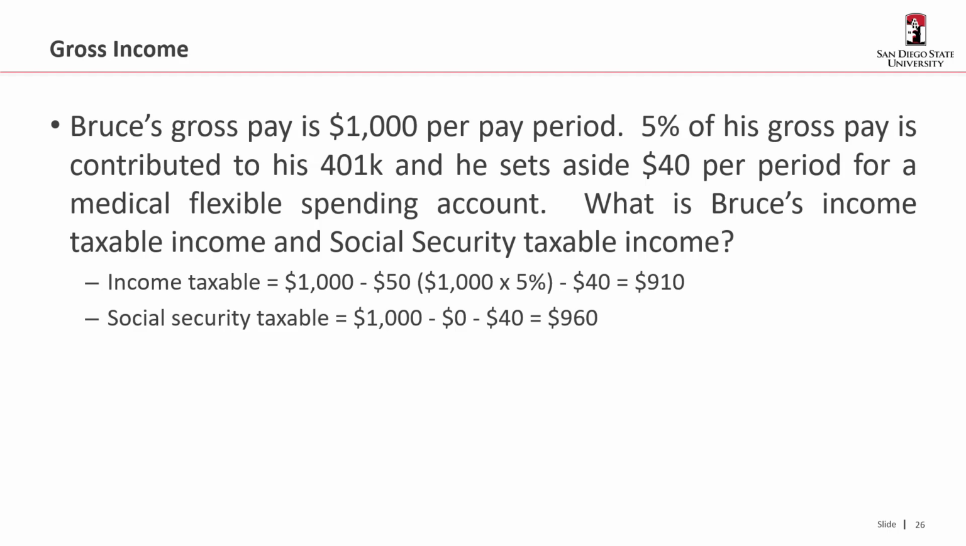However, for his Social Security taxable income, he goes ahead and pays Social Security on that contribution to his 401k now. Later on when he retires and that money comes out, it's income taxable, but it's not Social Security taxable. So in any event, there's no adjustment for Social Security now for the contributions. However, that deduction for medical flexible spending is a reduction of his taxable income for Social Security purposes. So it's down to $960.